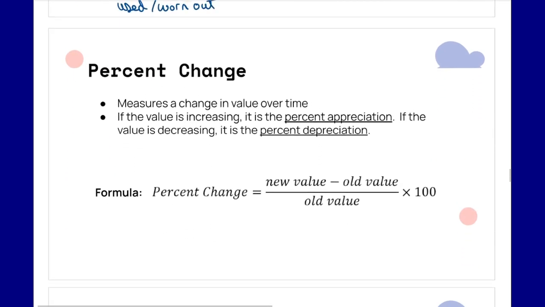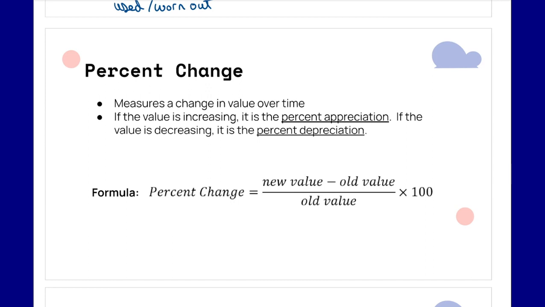One thing when we're looking at either appreciation or depreciation, if we want to see how the value of something has changed, we usually look at percent change. Percent change basically measures the change in value over time. So we see, does it increase, does it decrease? If it increased, we consider it the percent appreciation. If the value is decreasing, it is the percent depreciation. And the formula is relatively straightforward. We take the new value minus the old value, divided by the old value, and then multiplied by 100. So basically we see what is the change, divide it by the old value, and multiply by 100. So kind of like finding out your mark on a test with a small added twist.